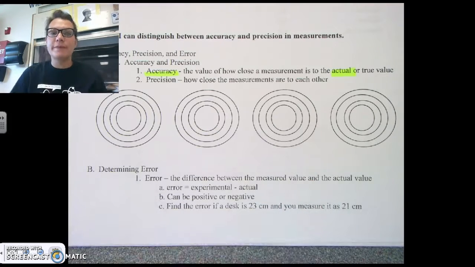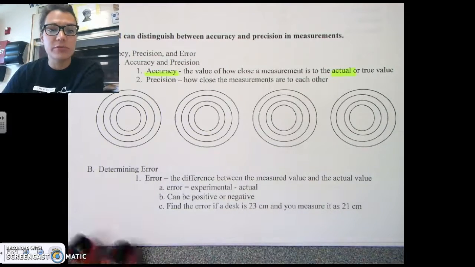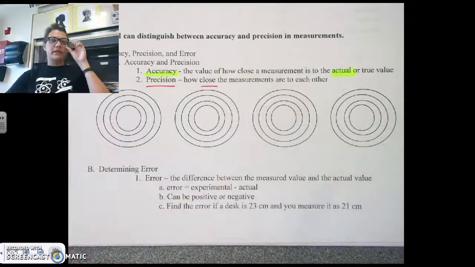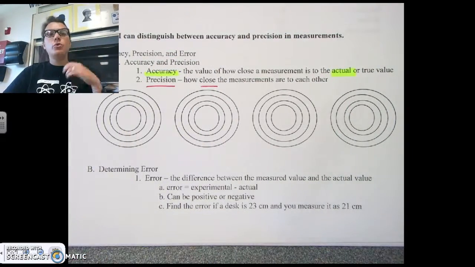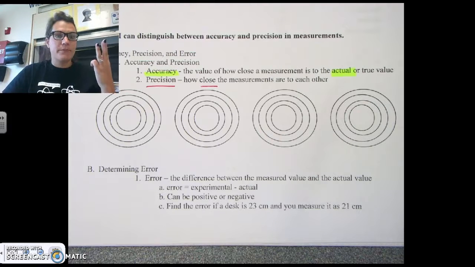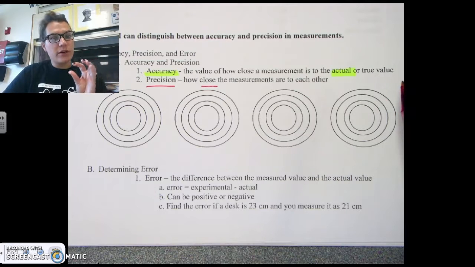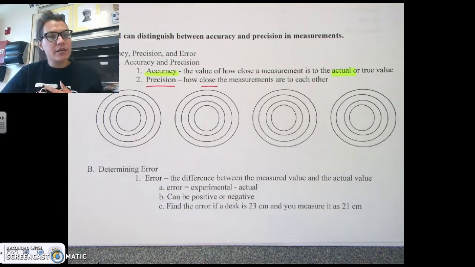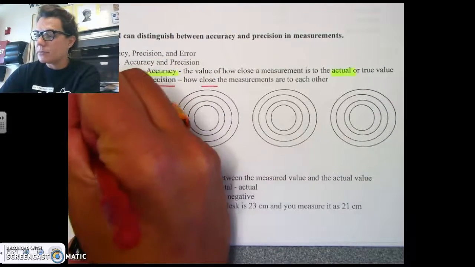Now precision is going to be how close the measurements are to each other, okay? So say, for instance, you measure something 3 times, and let's say that those measurements are all really close to each other. That would mean your 3 measurements are very precise, okay? So I like to think about accuracy and precision as, say you're playing darts or doing archery, of hitting a target.